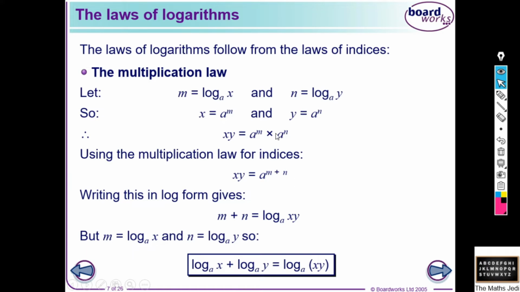This is the same indices rule. We said in indices, if you multiply things with the same base, you could add the indices. And here we've got the multiplication of two outcomes, and actually what we're doing is we're adding the indices. We're adding the powers together.